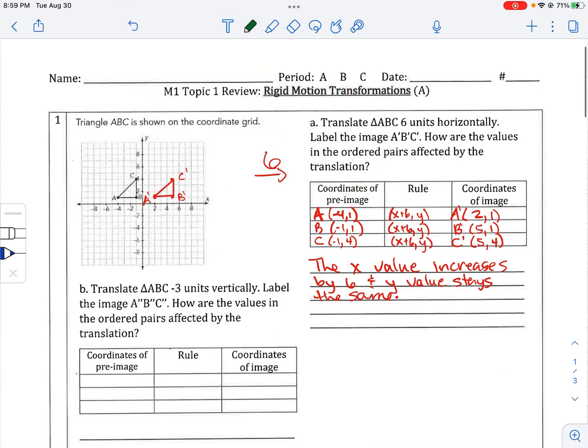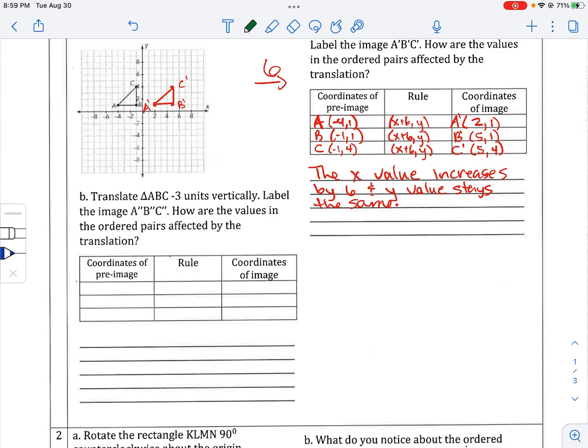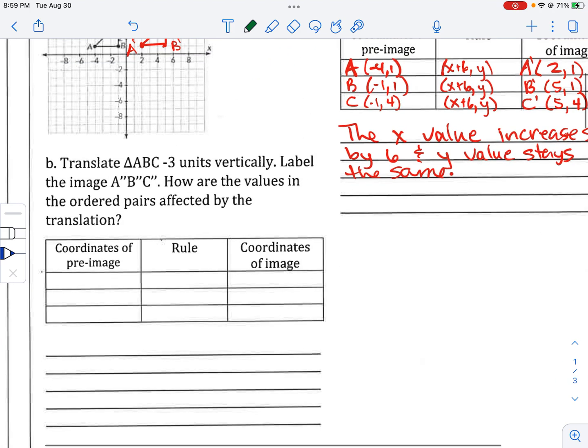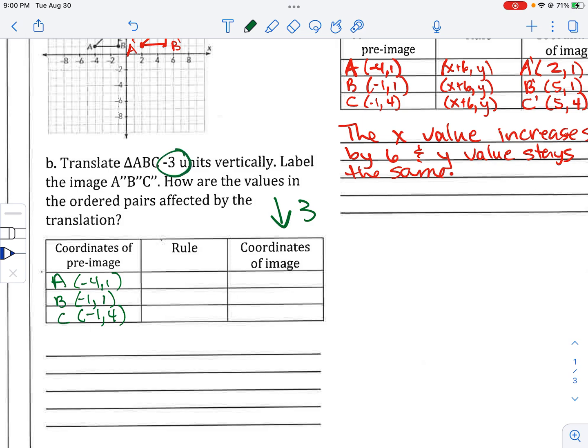So then we're going to translate the original one. So again, A is -4, 1. B is -1, 1. And C is -1, 4. This says that we're going to go down by 3 because it says -3. So that means the x value stays the same. The y value goes down by 3.